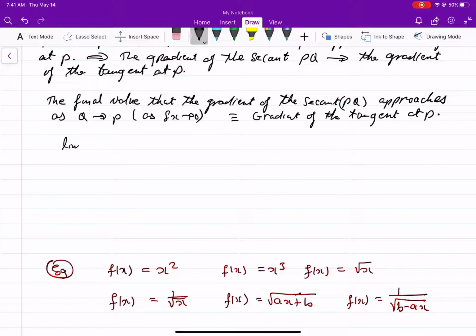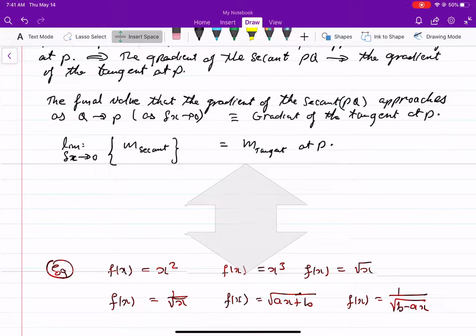The limit as delta X approaches 0 of the gradient of the secant is equal to the gradient of the tangent at P. So, that's it in a nutshell right there.